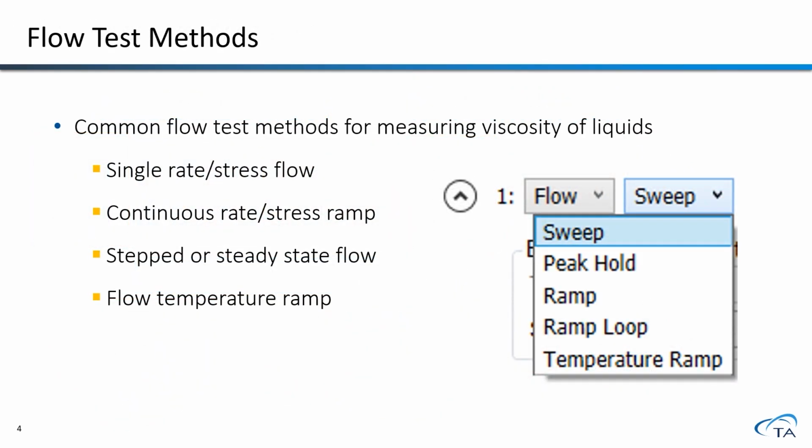This slide summarizes all common flow test methods for measuring viscosity of liquid samples. You can perform a single point measurement just to measure viscosity at one single shear rate. You can also conduct a continuous ramp experiment to scout samples' viscosity over a wide shear rate range. The most commonly used test method to measure samples' shear viscosity as a function of shear rate or shear stress is called stepped flow or steady state flow. In addition to that, you can also perform viscosity measurement as a function of temperature.